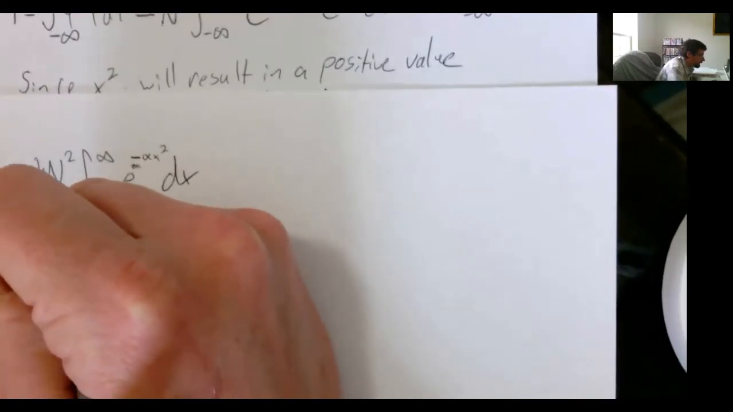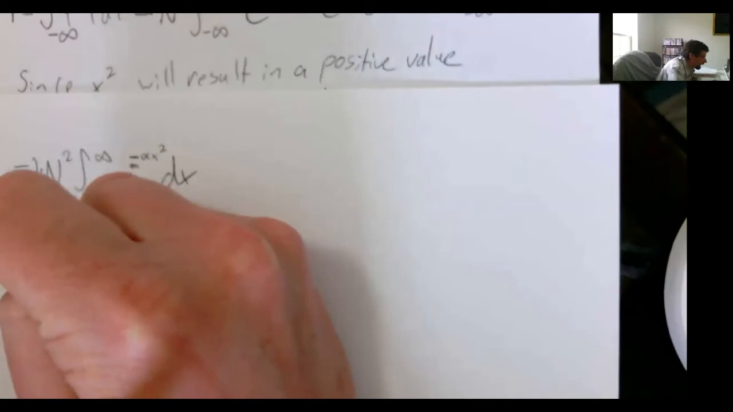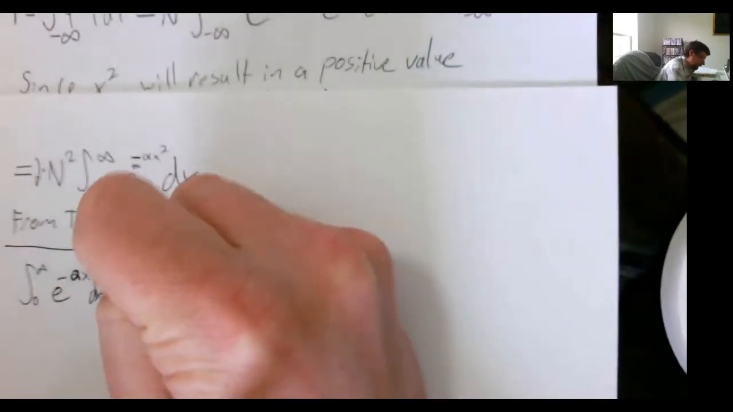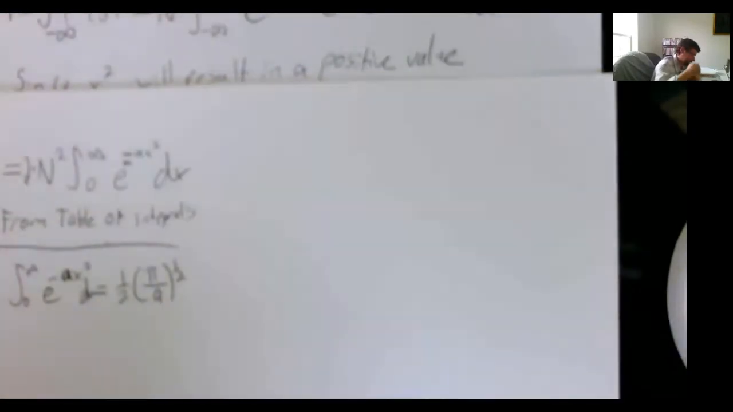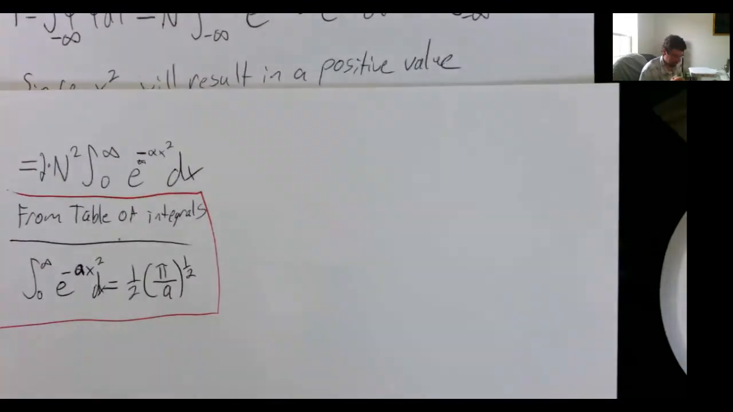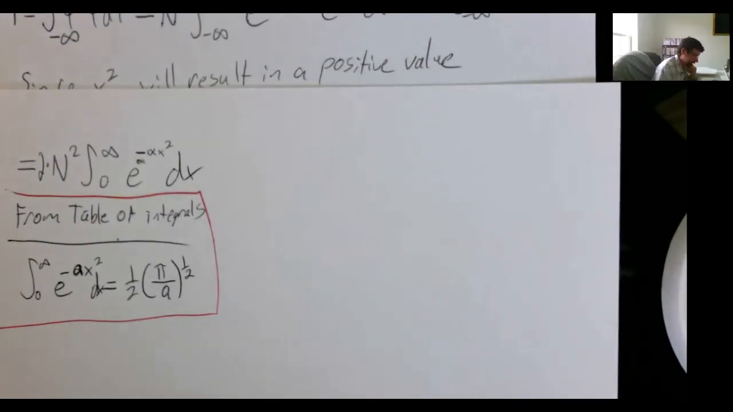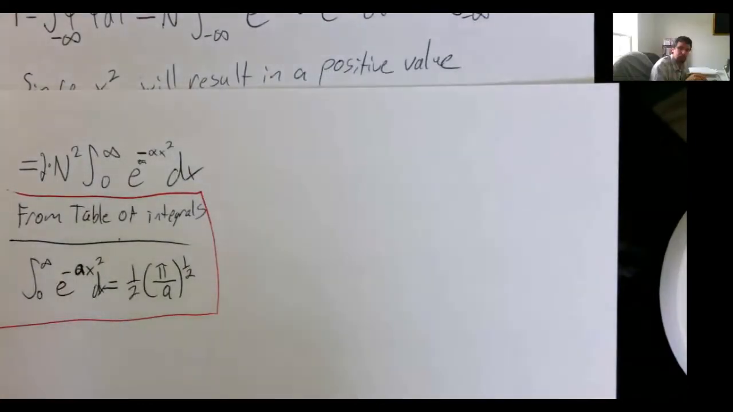So now we've got a table of integrals. The integral of e to the minus a x squared dx from 0 to infinity is equal to 1/2 times pi over a to the 1/2. Does the negative in the exponent go away when we plug in our function? No, that's just saying it's there.